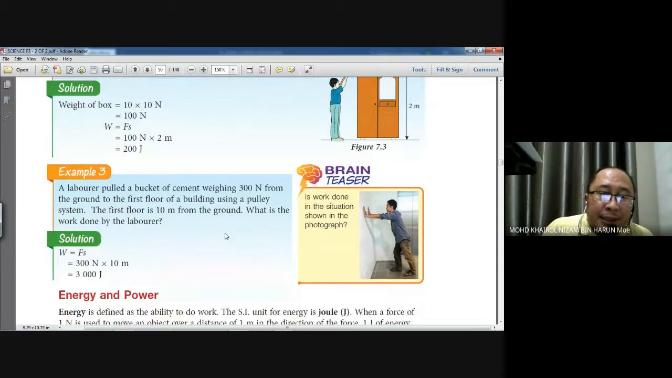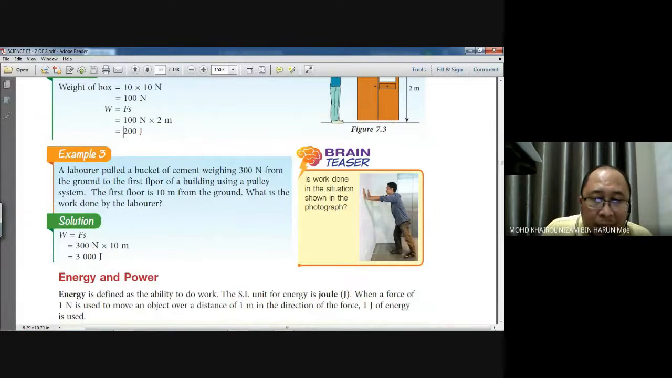Okay, same thing for example 3. Given here, the cement weighing is 300 Newton. So the weight is given here, so no need to multiply with the gravitational force. We just put 300 Newton times the height, 10 meter. So we will get 3000 joule. That is the value for the work done in this example 3.